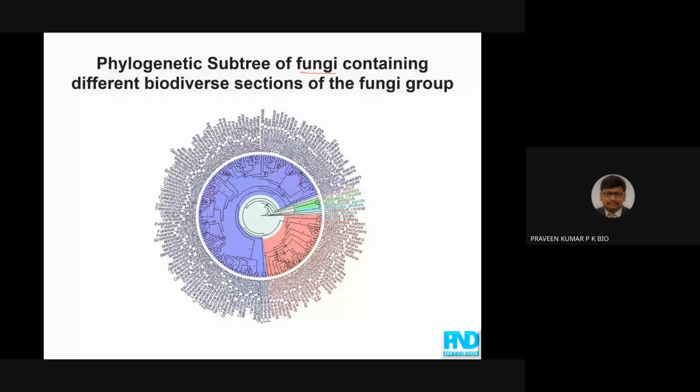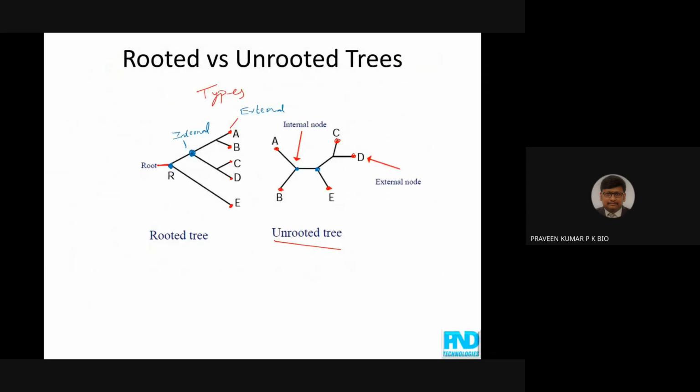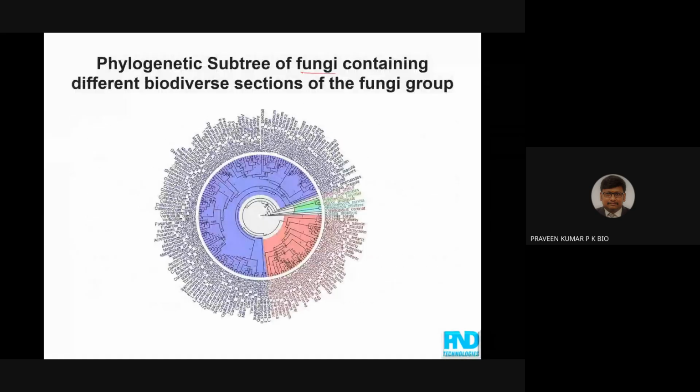If you want to check the similarities of the fungus family groups, we can see this tree. The tree can be rooted or unrooted, and it can also be in a circular plot. We can also have it in this shape.